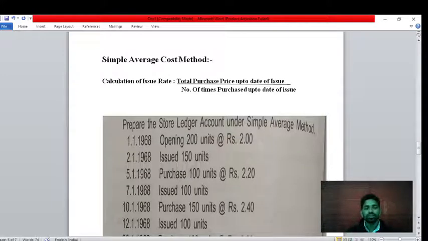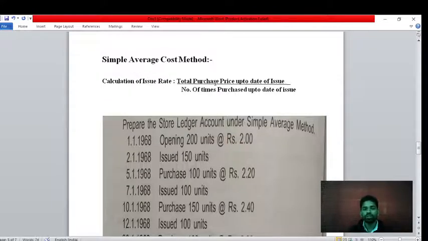In this simple average cost method we have to ascertain the calculation of issue rate, the average issue rate. So what's the formula for that? The formula is total purchase price up to date of issue divided by number of times purchased up to date of issue. This is the formula to ascertain the average issue rate.